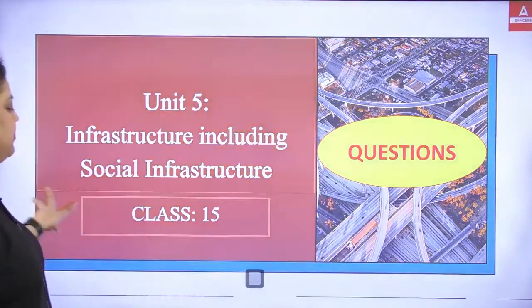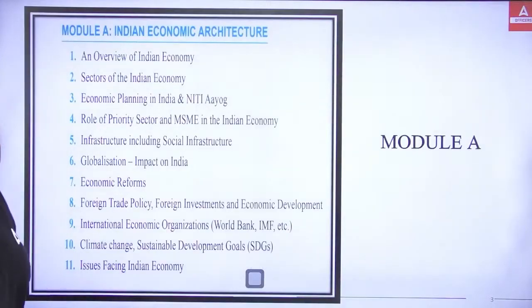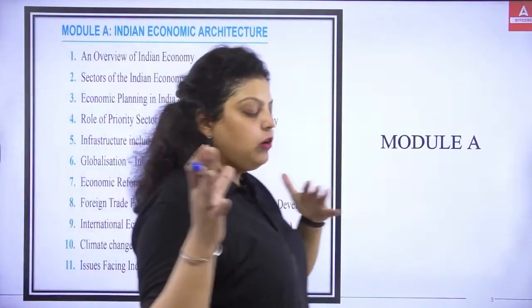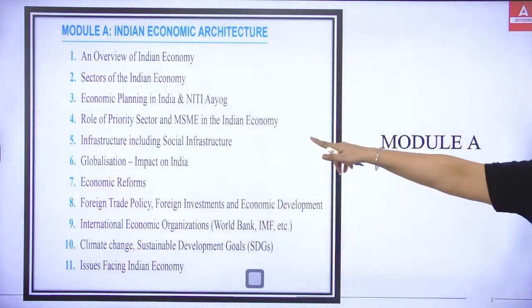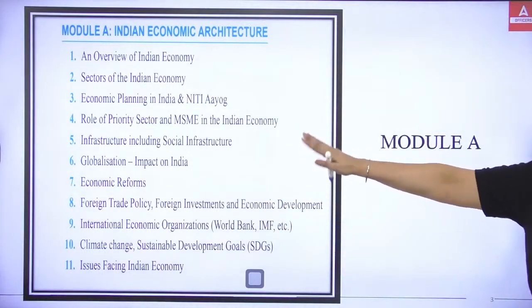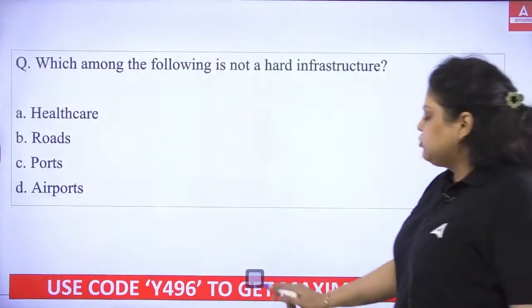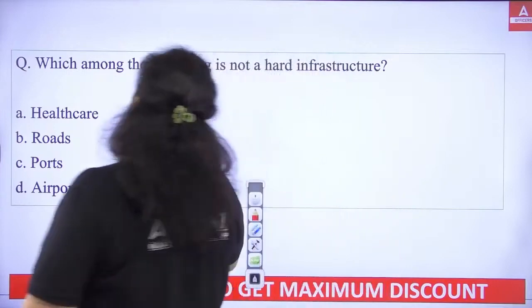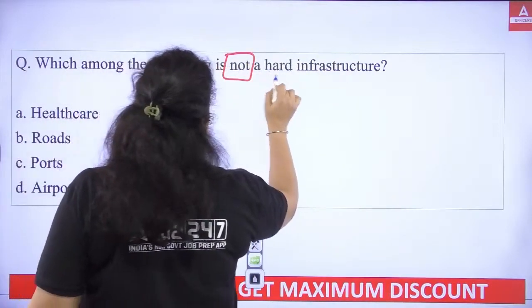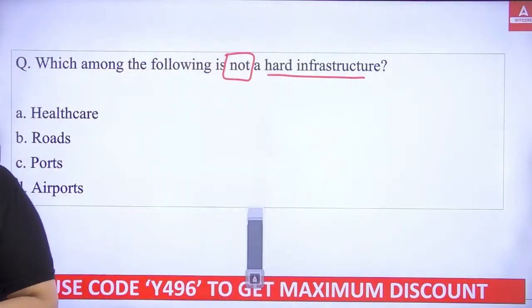Chalo, now let's start with the first question. Before that, we know there are 4 modules, and out of those 4 modules, module A has 11 units, and we are discussing unit number 5, that is infrastructure, including social infrastructure. Chalo, let's start. The first question in front of you is asking which among the following is not a hard infrastructure. Which among the following is not a hard infrastructure, you have to answer.